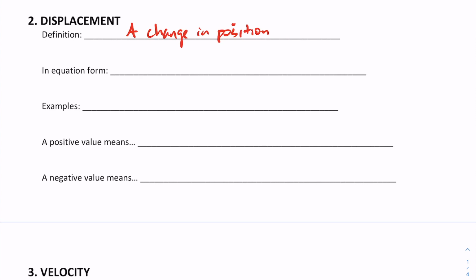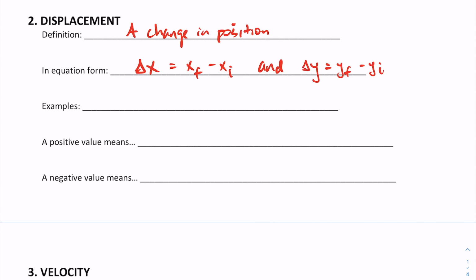In equation form, we use the variable delta x, a change in x, which, by the way, means the final x position minus the initial x position, right? This is the ending place minus the starting place. We also can use delta y for a vertical displacement. So if something is moving up and down, it will experience a vertical displacement. And that would similarly be the final vertical position minus the initial vertical position. So delta x and delta y will show up in some equations.